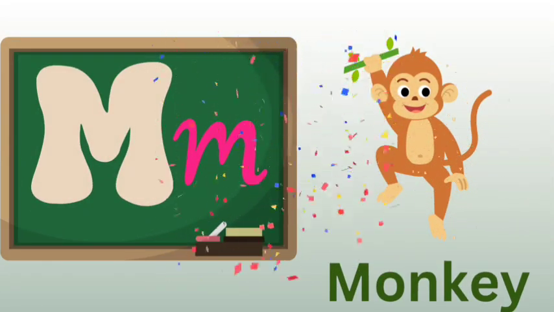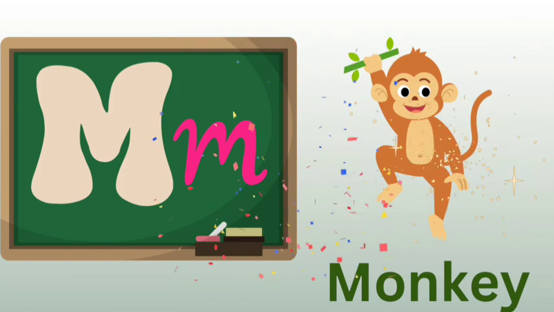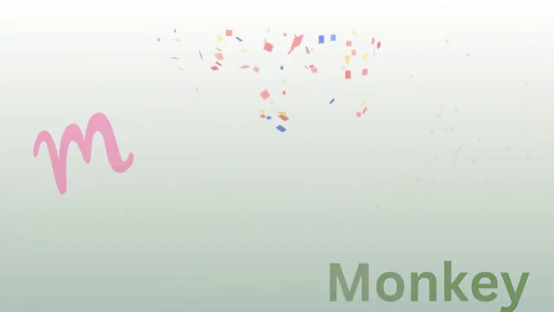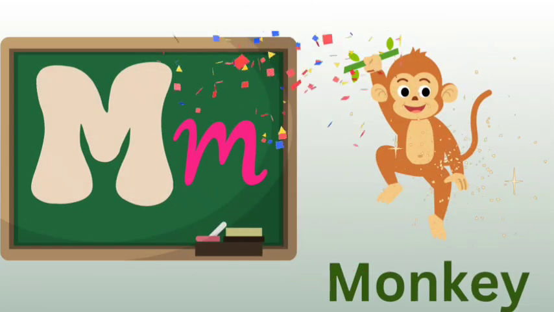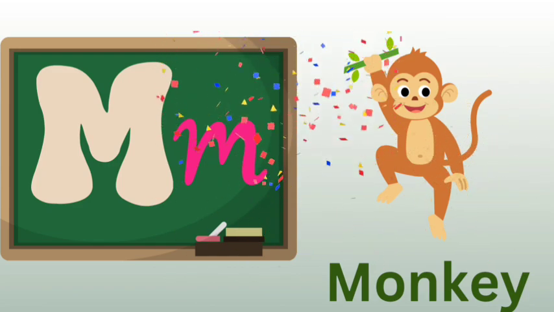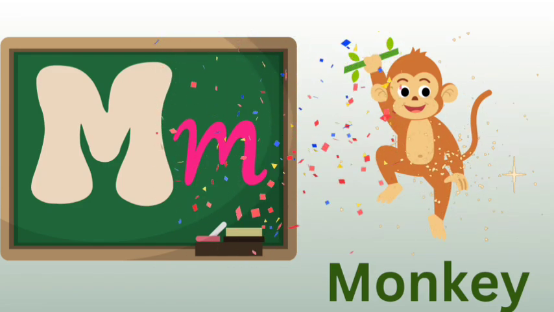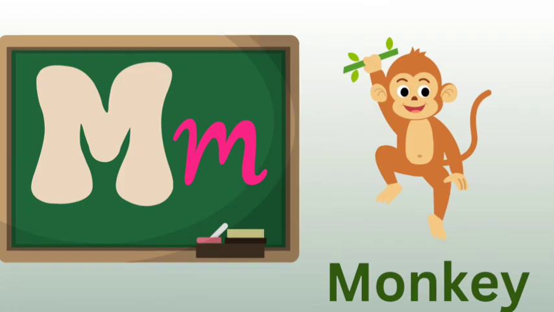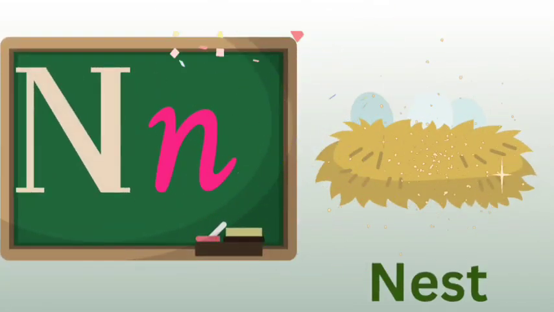M is for monkey, monkey. N is for nest, nest, nest.